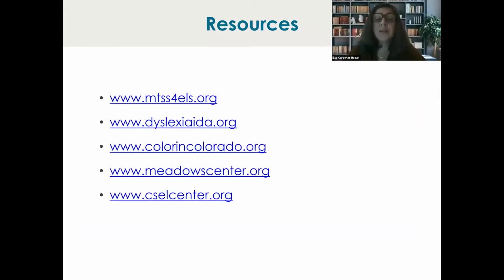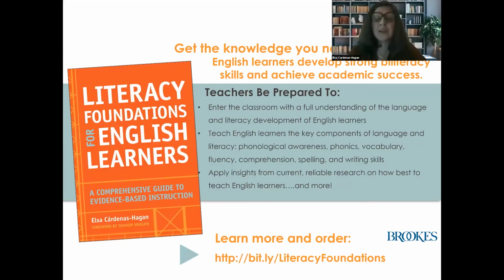So here are some resources: MTS4Ls, dyslexiaida.org, Colorín Colorado, where there are a bunch of webinars for English learners, the Meadows Center at UT, which has top 10 things to do. And recently at the University of Houston, we have the Center for the Success of English Learners, ccellcenter.org, and it's for adolescent English learners. That project just got off the ground this past school year. I also have a book, Literacy Foundations for English Learners, where you can learn more about structured literacy for English learners. And here are some references.